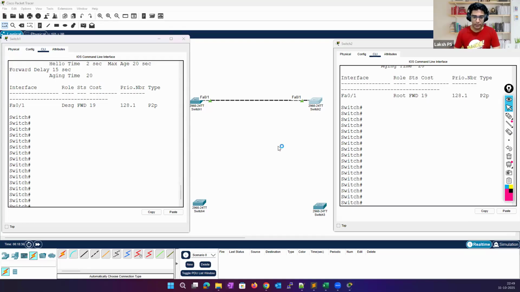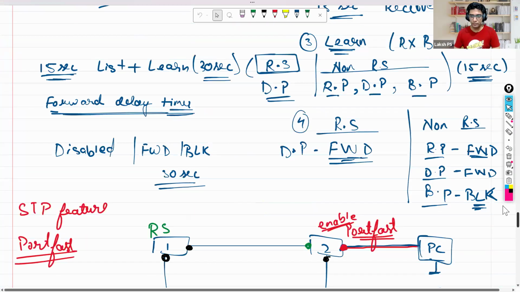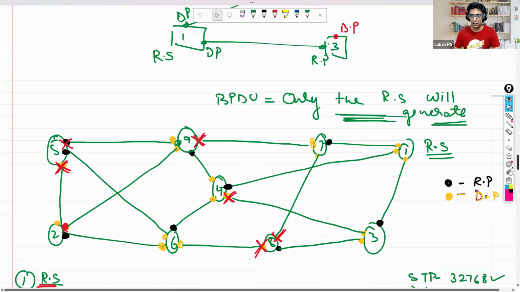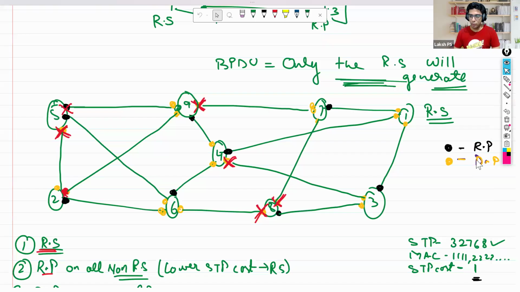So let's go back to our diagram. We had switch number one acting as the root switch, right? We can clearly see that the yellow color is the designated port, and all the links or interfaces are designated ports. On all the other switches, which are non-root switches, you will find one root port. You will always find one root port on every non-root switch.